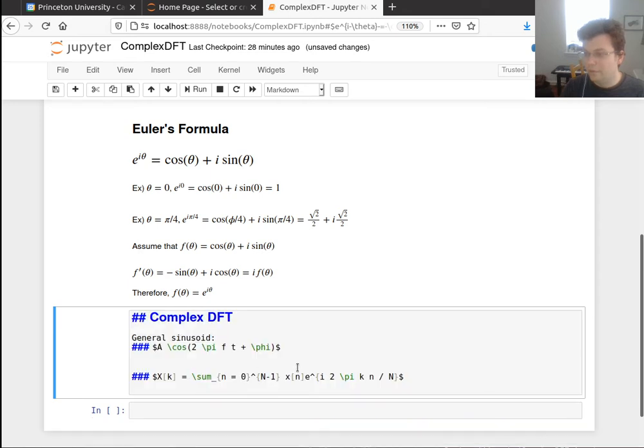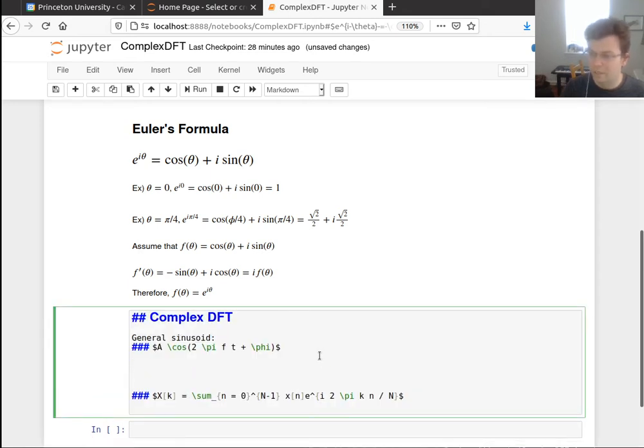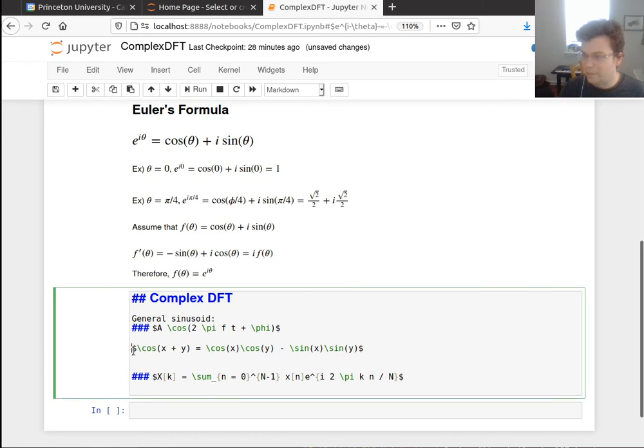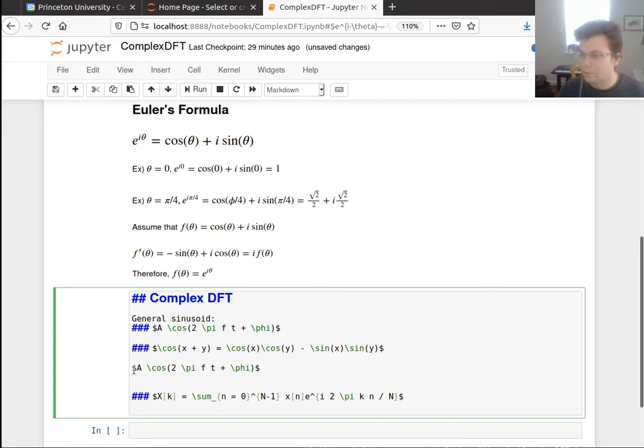If we do this, then the trig identity is cosine of x plus y is equal to cosine of x cosine of y minus sine of x sine of y. So if that's the case and we use this identity, then we can split this up here into a cosine of phi times cosine of 2 pi f t. I'm just splitting up the sum inside here. And it's actually going to be minus a sine of phi.